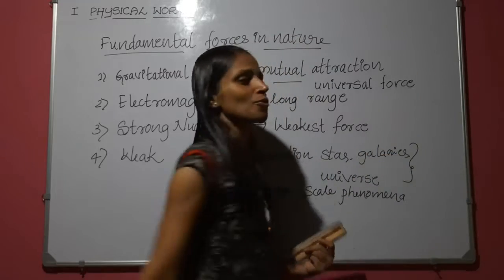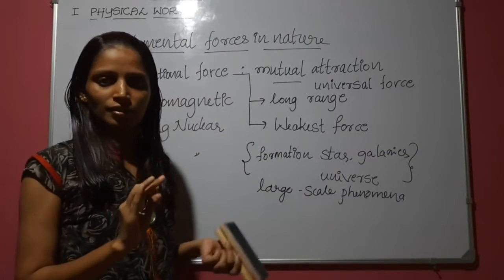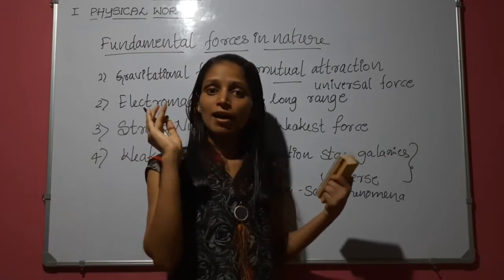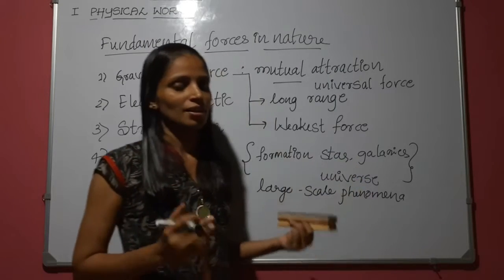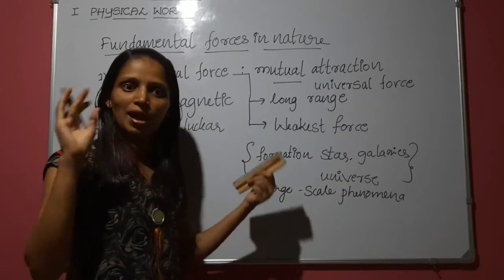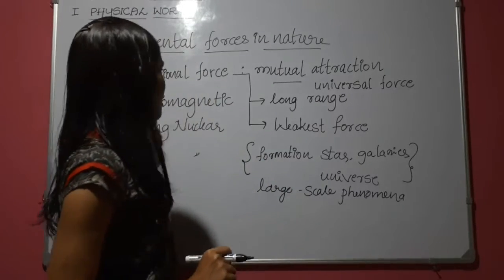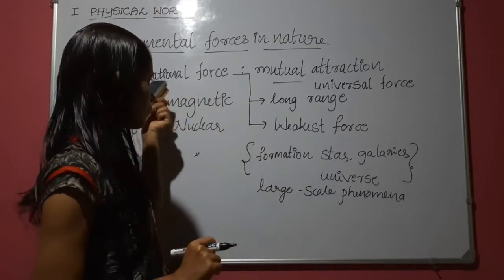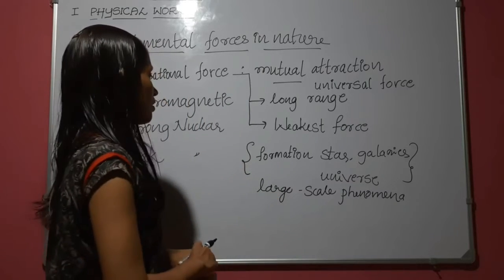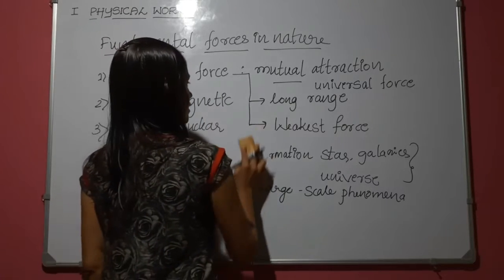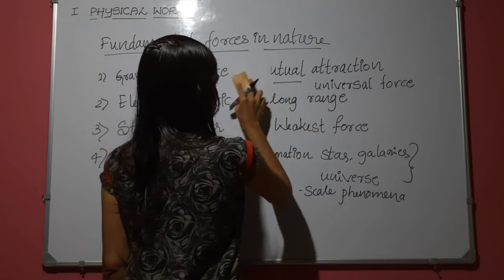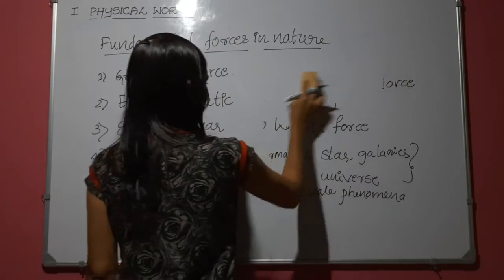Or motion of the moon around the earth, or motion of the artificial satellite around the earth, motion of the planets around the sun. These are due to a gravitational force of attraction only. So next we'll see the electromagnetic force.